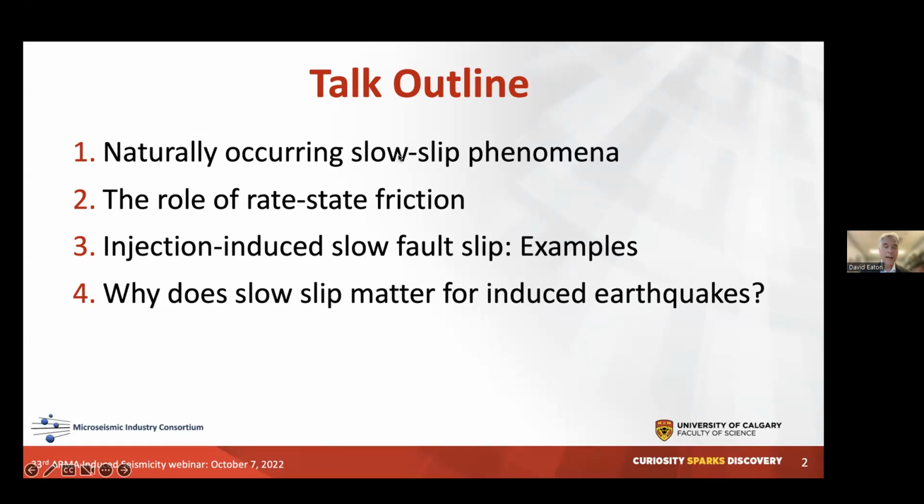It should become clear as I'm talking that one of the really important controlling factors is the velocity strengthening versus velocity weakening frictional rheology of faults. To understand this, we have to talk a little bit about rate and state friction. From there, I'm going to move into some examples of induced slow fault slip, which illustrate how we think this fits together and what some of the implications are. And I'm going to conclude by talking about why this matters in our opinion for induced earthquakes.